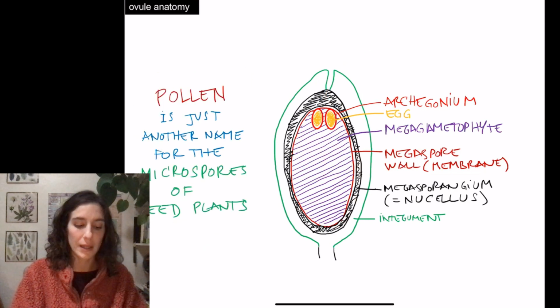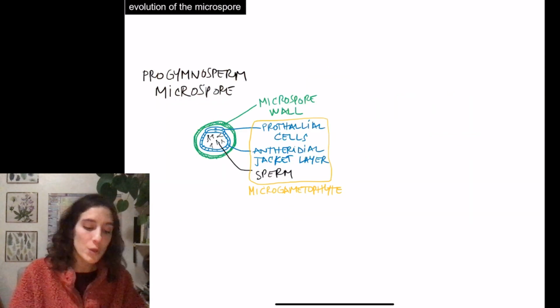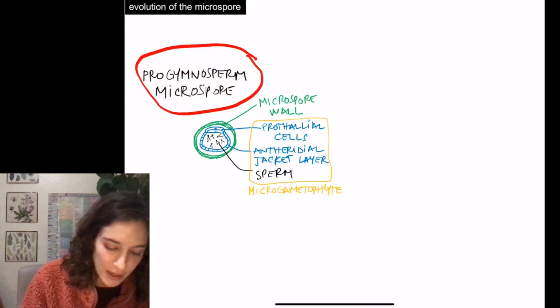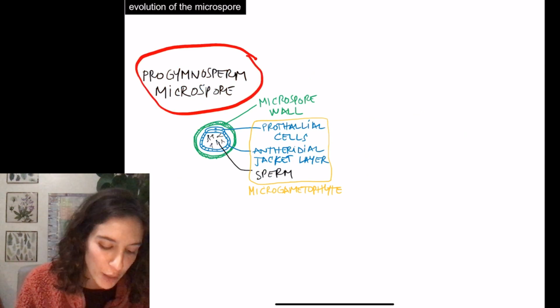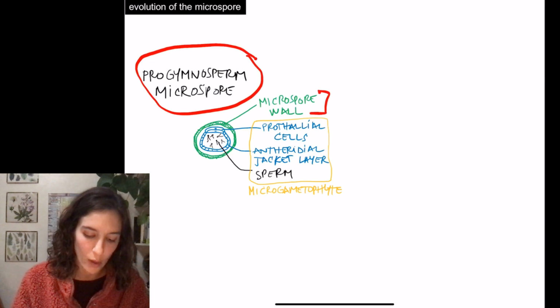Pollination, which uses pollen. What is pollen? Pollen is just another name for the microspores of seed plants. Okay, so this is some evolutionary ancestor, some hypothetical progymnosperm microspore. In this hypothetical ancestor, we have this microspore wall. Inside of it, everything is, of course, going to be haploid.